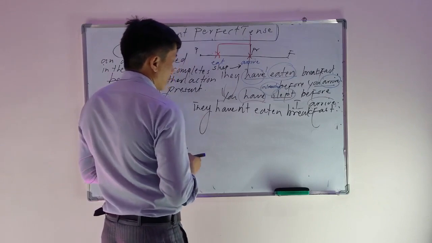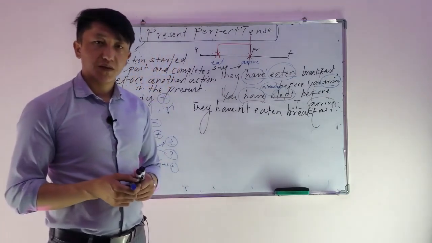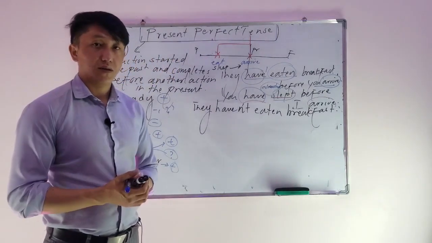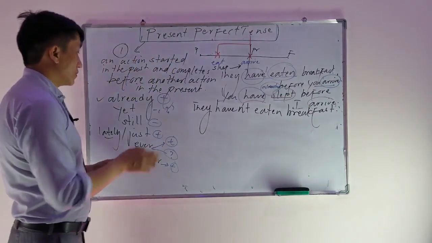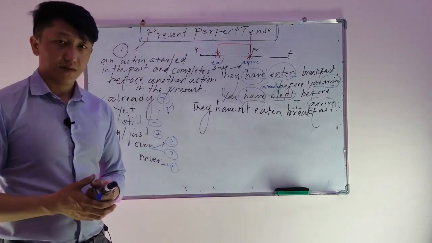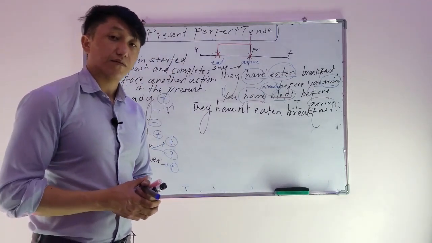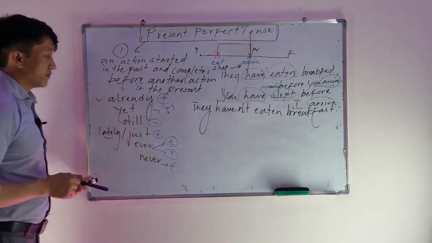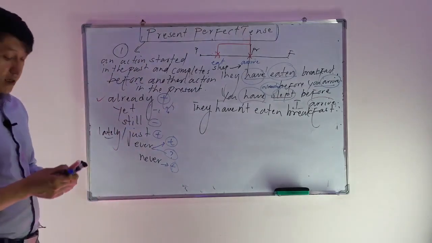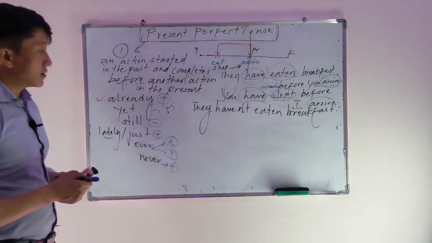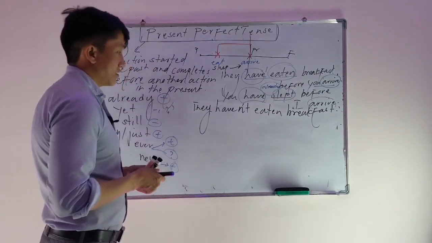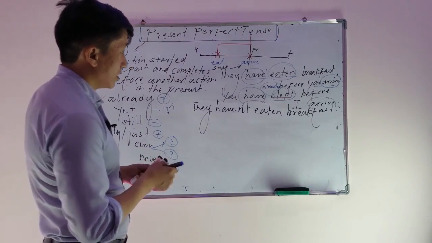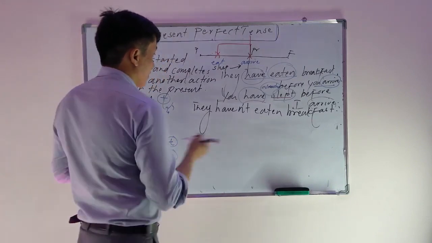Now, in this sentence here, can I use already? Can I say they haven't already eaten breakfast? Of course not. I said we use already with a positive sentence in present perfect. But for the negative and question form, what do we use? For the negative and question form, we use yet. Now, yet mostly comes at the end of the sentence. Let me write it down if I want to use yet.